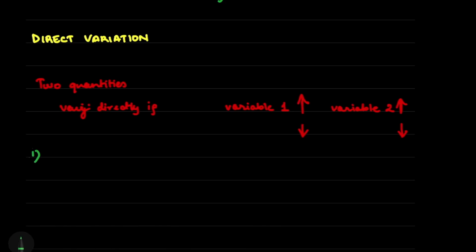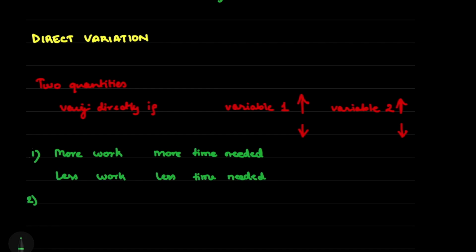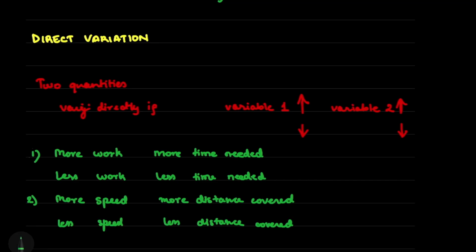Let's look at a couple more examples other than the pens. Say when we look at the scenario of work being done. When we have more work, then more time is needed to do that work. And when we have less work, less time is needed to complete that work. Another example would be the distance covered by a moving object and how that distance is related to its speed. So if the vehicle is running at a higher speed, then more distance would be covered in the same time. So more speed, more distance covered. These were a couple of small examples that we could have a look at.